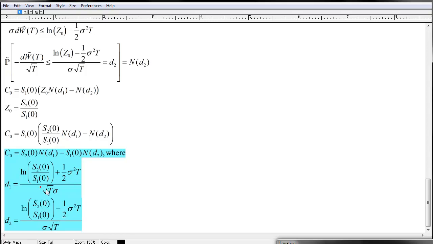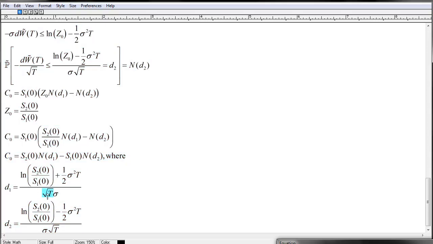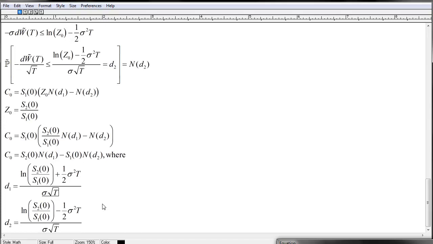However, to make it the same. So this is the so-called Margrabe's formula to exchange one asset, one share, for another one. Many of you can for sure identify pieces of Black-Scholes. In my previous video, I showed you how you can derive the Black-Scholes formula.